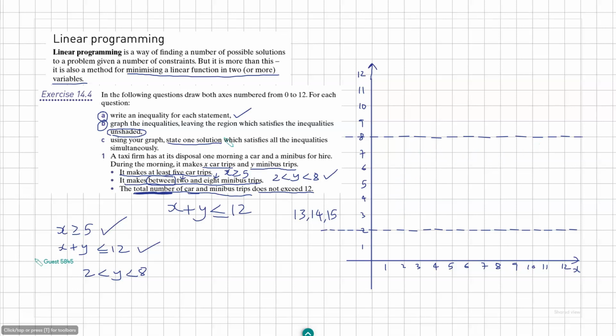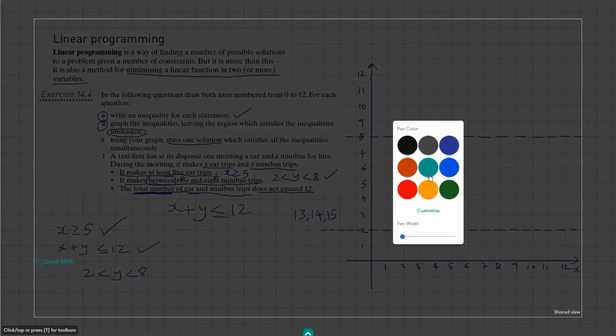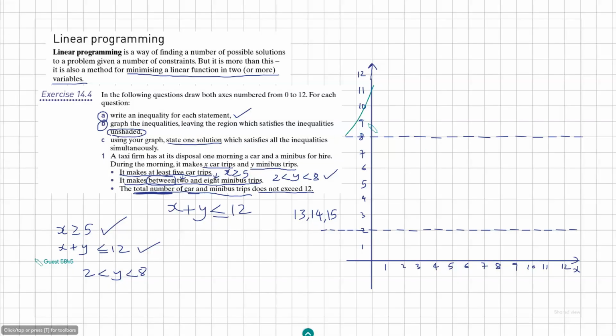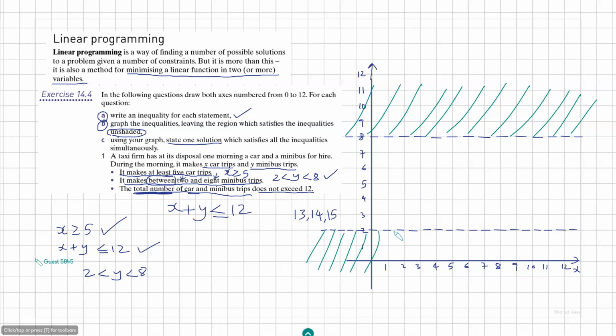Yes, but you should leave that unshaded. So you should shade above 8 like this, and you should shade below 2. Right. So this is what you shade for the second inequality. Then what do you shade for the next one? Okay, let's do this completely.